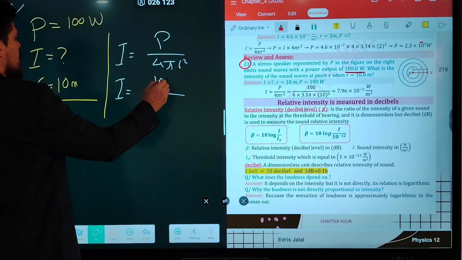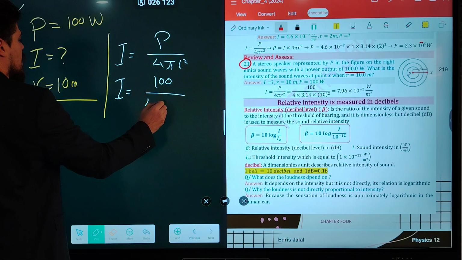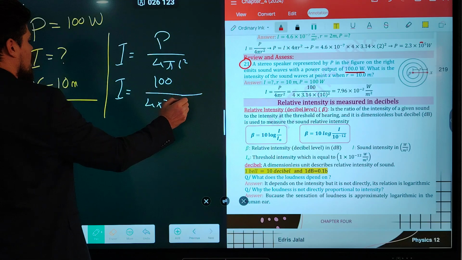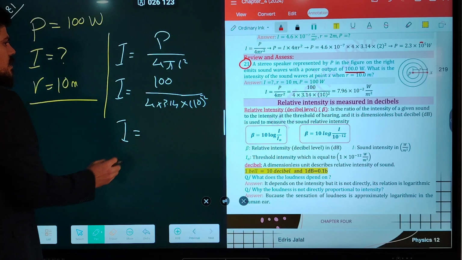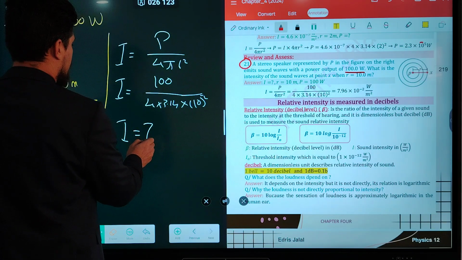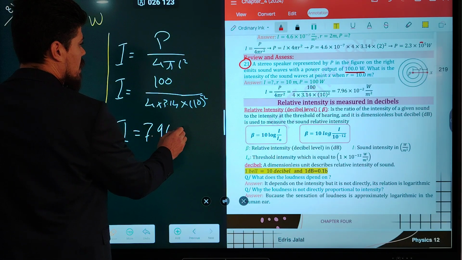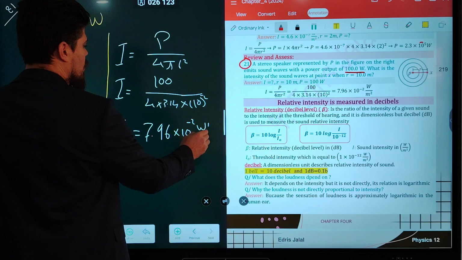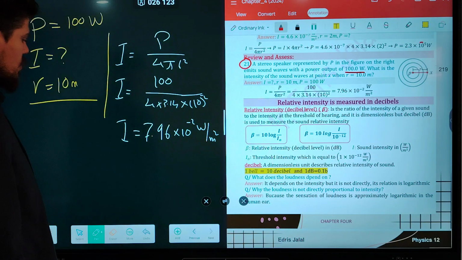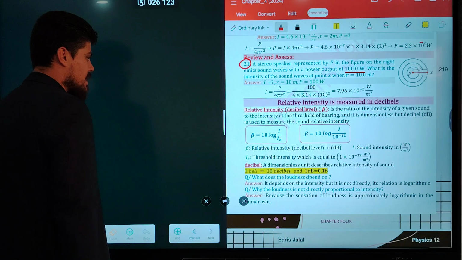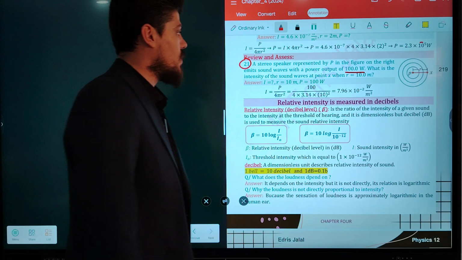Do we have power? Yes. Replace, plug in. Times 3.14 times 10 square. I is equal to what? I is equal to 7.96 times 10 power negative 2 watt per meter square. Guys, that's all about the intensity of sound in this section 2, chapter 4.